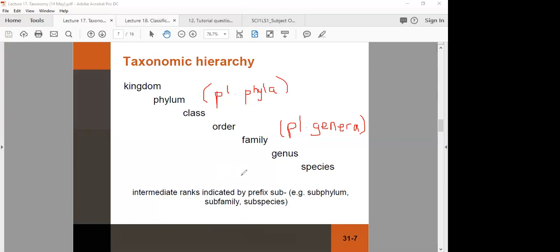The term species is used both in the singular and the plural. You might occasionally hear someone refer to specie, one specie. That's not generally accepted. Okay, so just stick to species and species, whether it's one species or two or more species. All right, there are some intermediate ranks sometimes indicated by the prefix sub. For example, subphylum would be in here, subfamily in here, and subspecies at the bottom there.